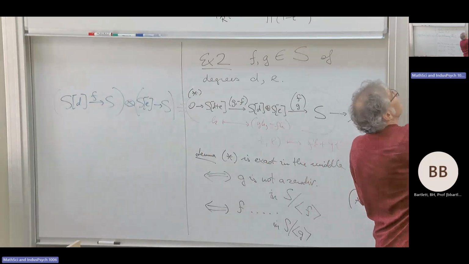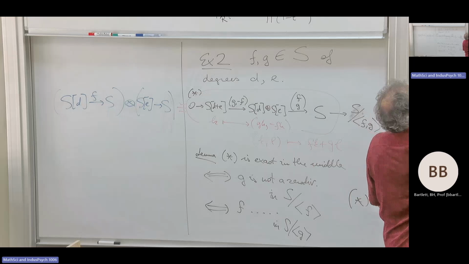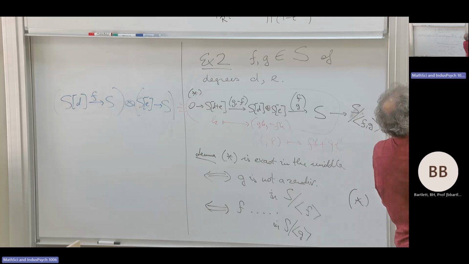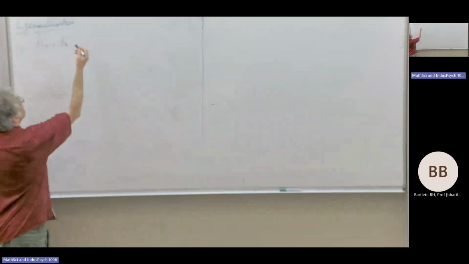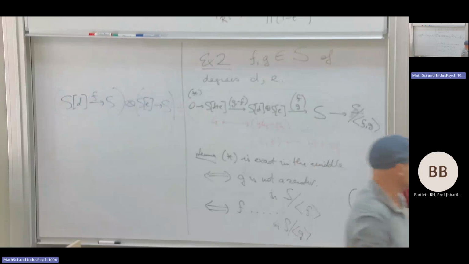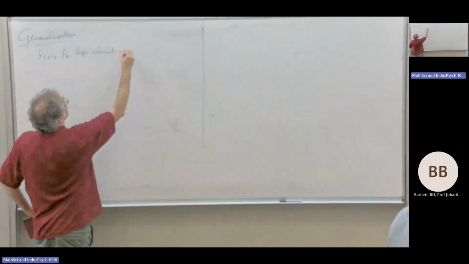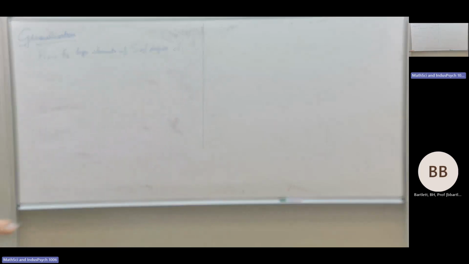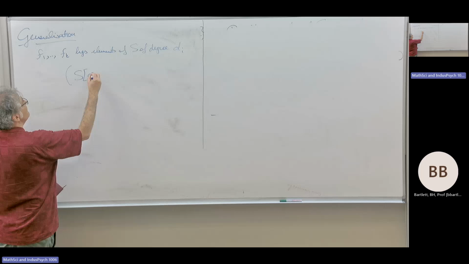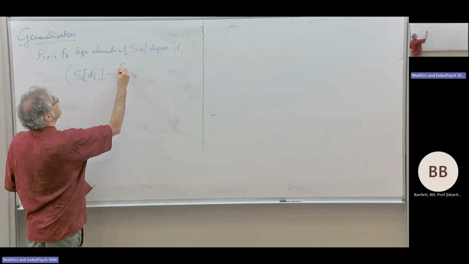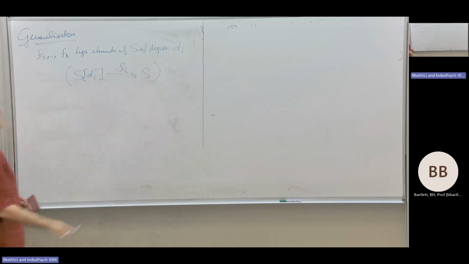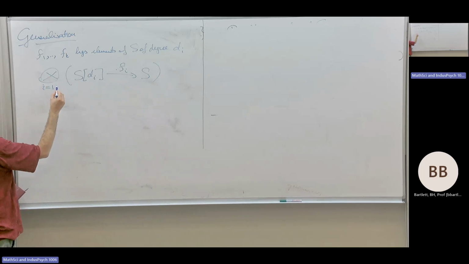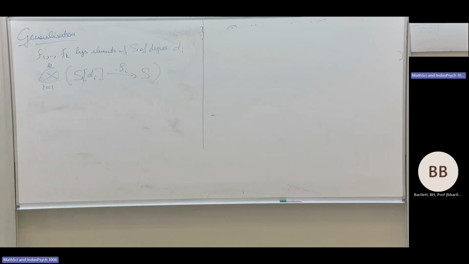Okay, so generalization. Suppose I take k elements, f1 up to fk, homogeneous elements of S of degree d_i. Then I can do the same thing. I can take these elementary complexes and just take a big tensor product.